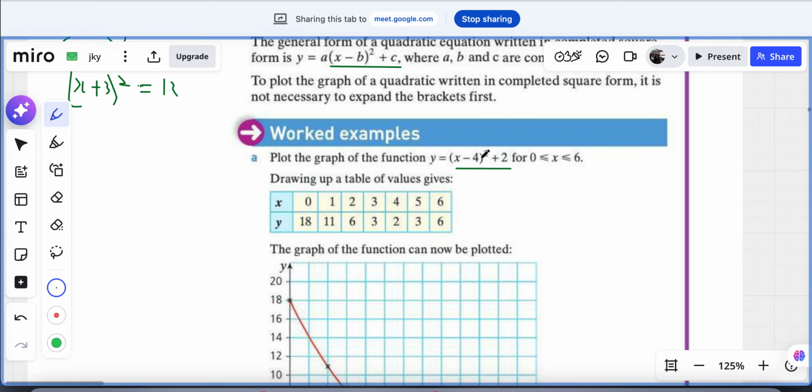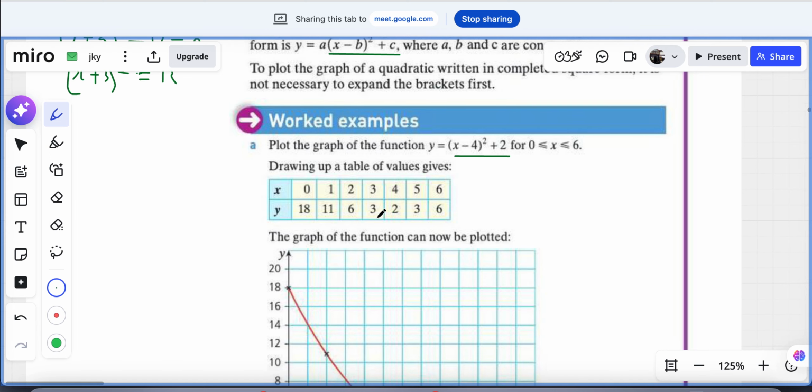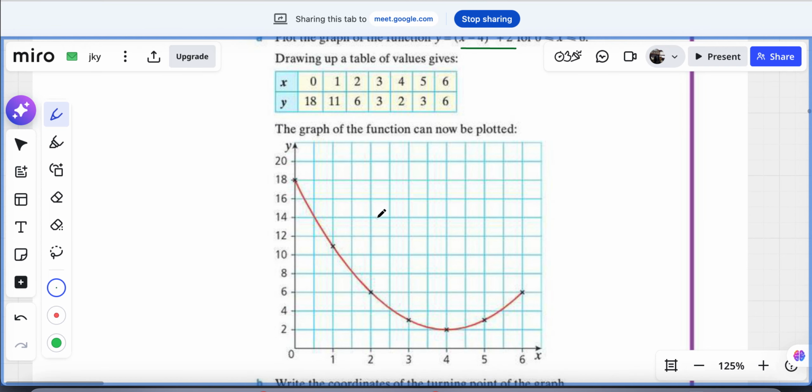1. 1 minus 4, you get negative 3. Negative 3 squared, you get positive 9. Positive 9 plus 2, you get 11. That's how you get this one. Same here. 2 minus 4, you get negative 2. Negative 2 squared, you get 4. 4 plus 2, you get 6. That's how we got it. And that's how we apply all the other values.